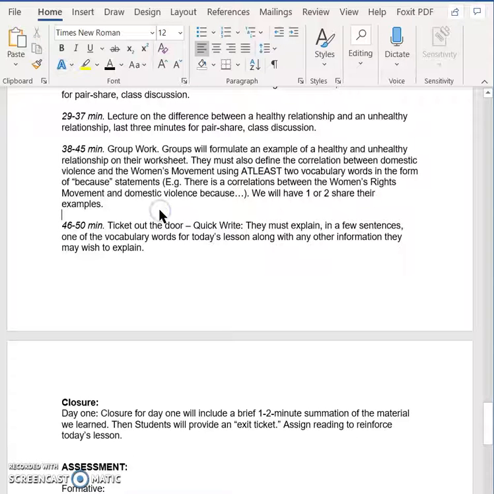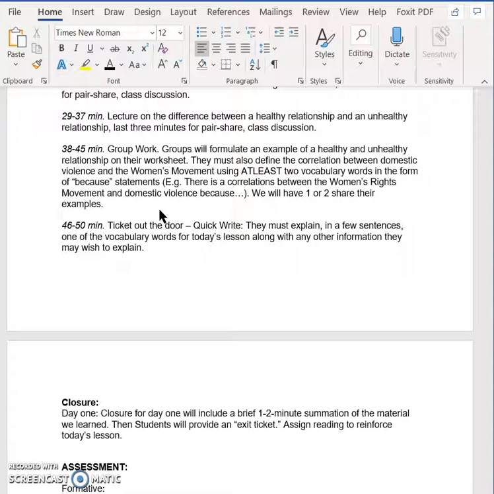And this is my favorite part and the students' favorite part. They will be going into groups and we will formulate an example of a healthy and unhealthy relationship on their worksheet. They must also define the correlation between domestic violence and the women's movement using at least two vocabulary words in the form of because statements. For example, there's a correlation between women's rights movement and domestic violence because, and then one or two will share their examples, depending on how much time we have allocated.